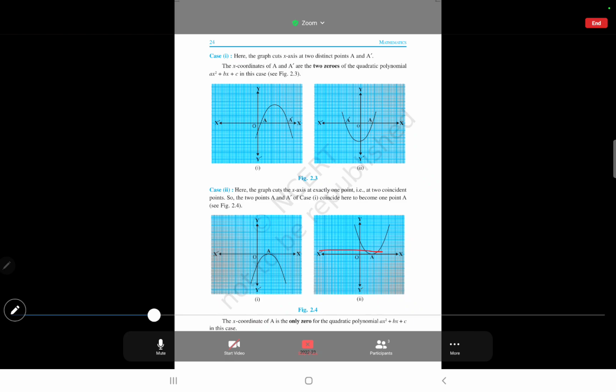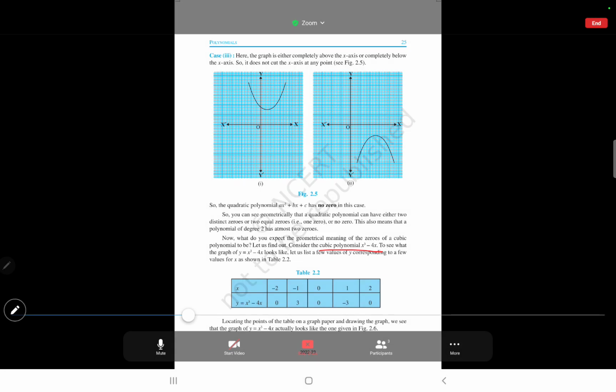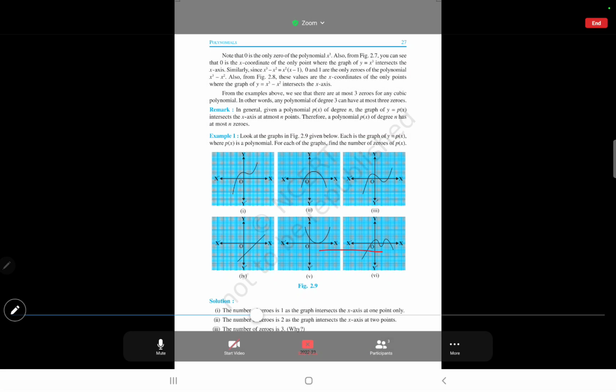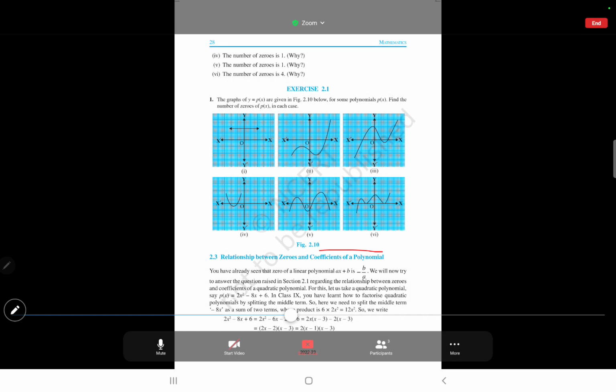These curves are quadratic equation curves. So go ahead and learn these concepts, read books. In the next class we will learn more about the graphs, and then we will do the exercise.